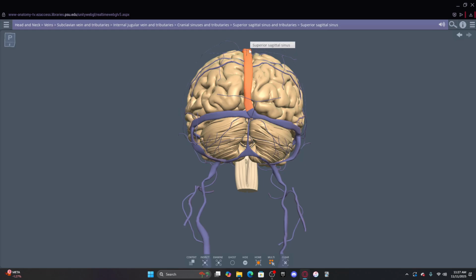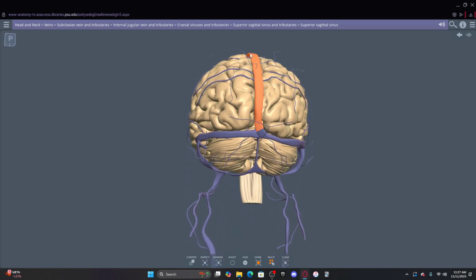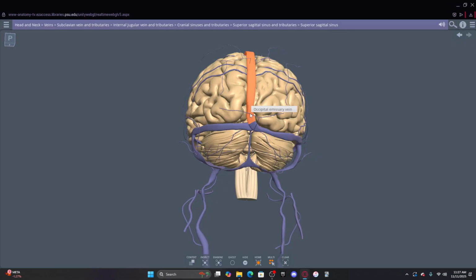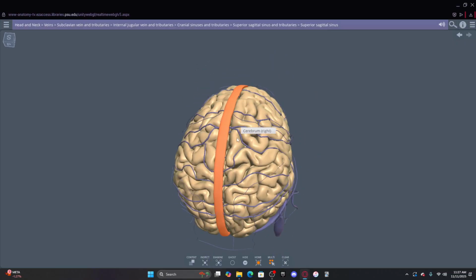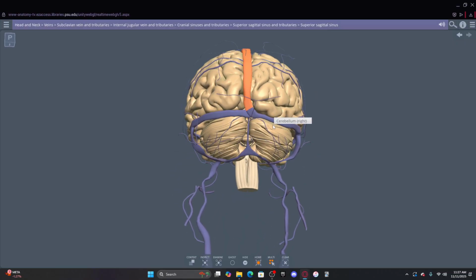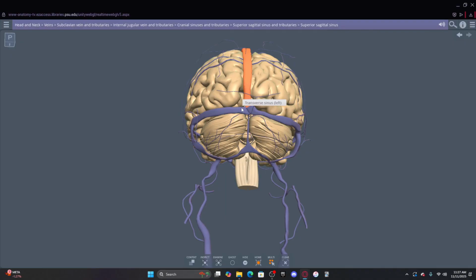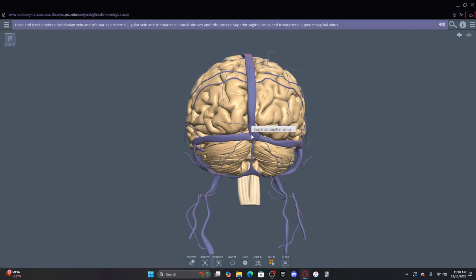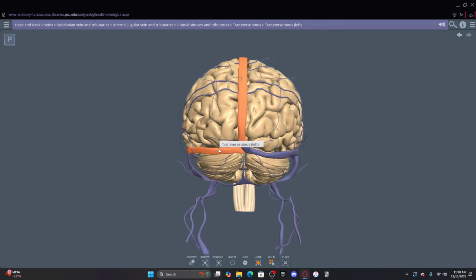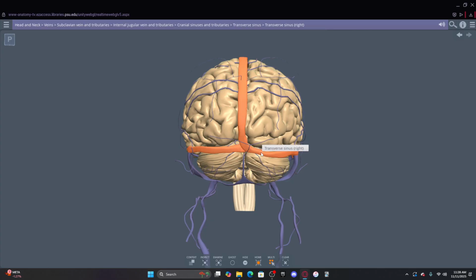So the confluence of sinuses is where venous blood is coming from the superior sagittal sinus and all these other veins on the brain, and they're all draining into the confluence of sinuses, which is here in the occipital region of the brain, or the cranium more so. And then from the confluence of sinuses, we travel into the transverse sinuses. So there's two transverse sinuses, the right and the left.